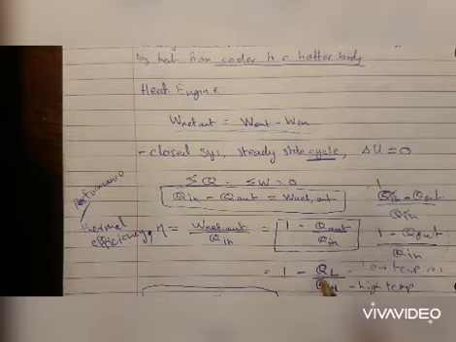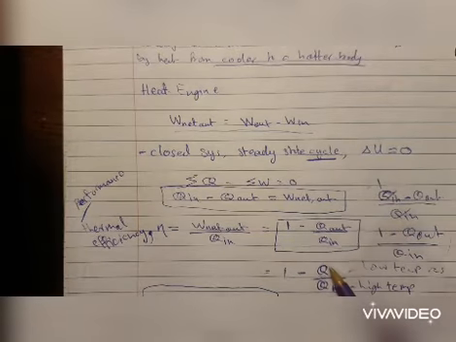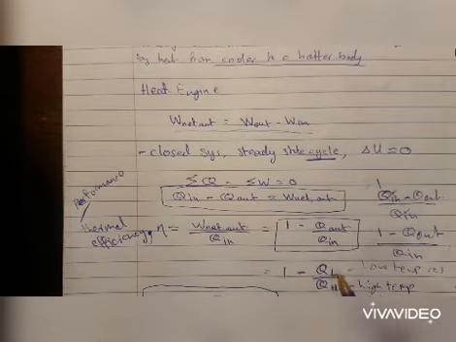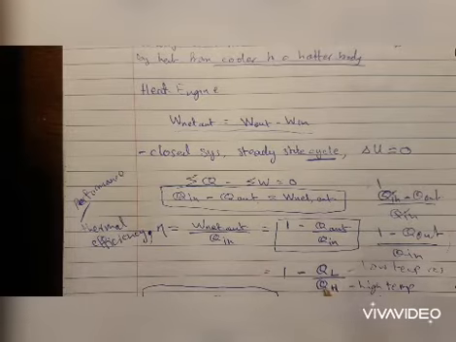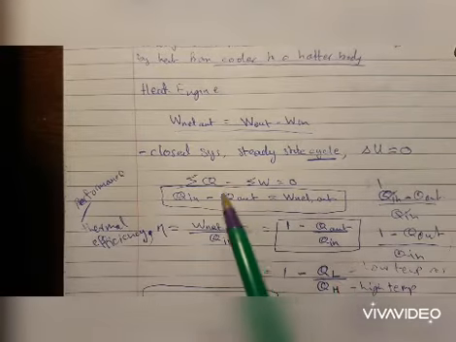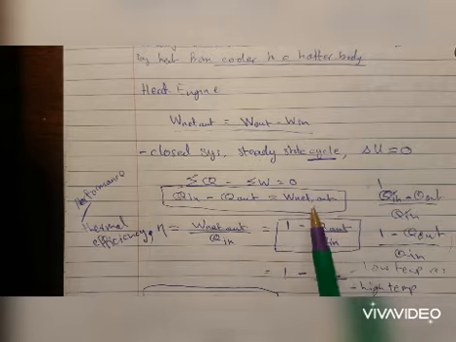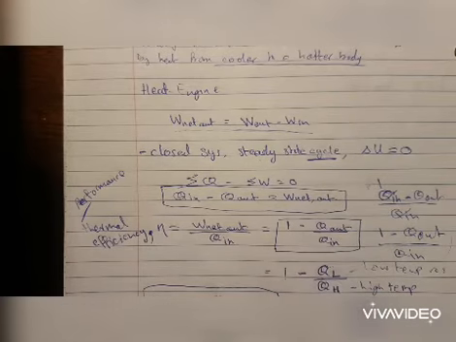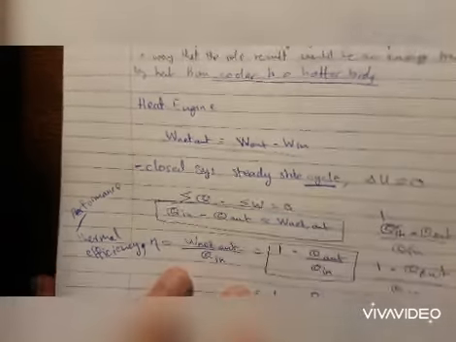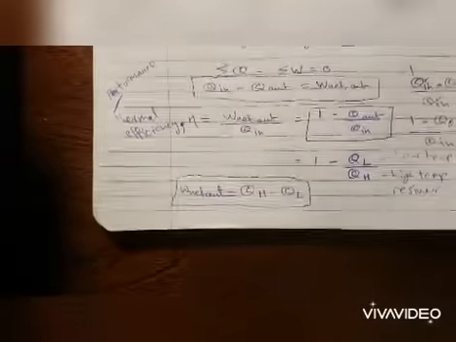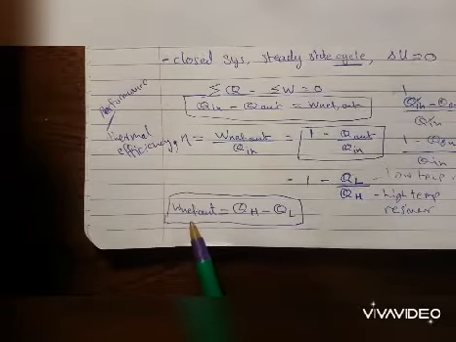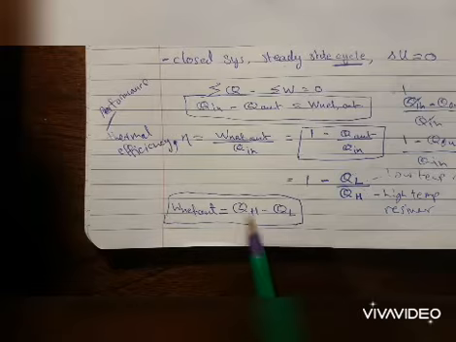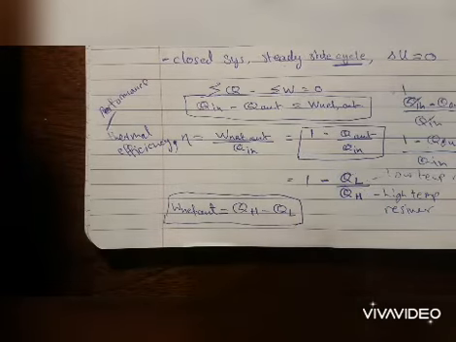So if we know that Q out is QL and Q in is QH, we can change our initial equation of work net out into this, as you can see, which is work net out is QH minus QL.